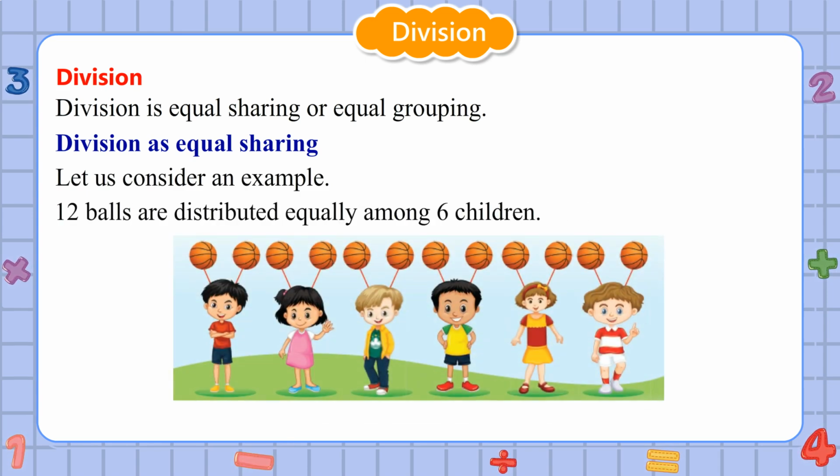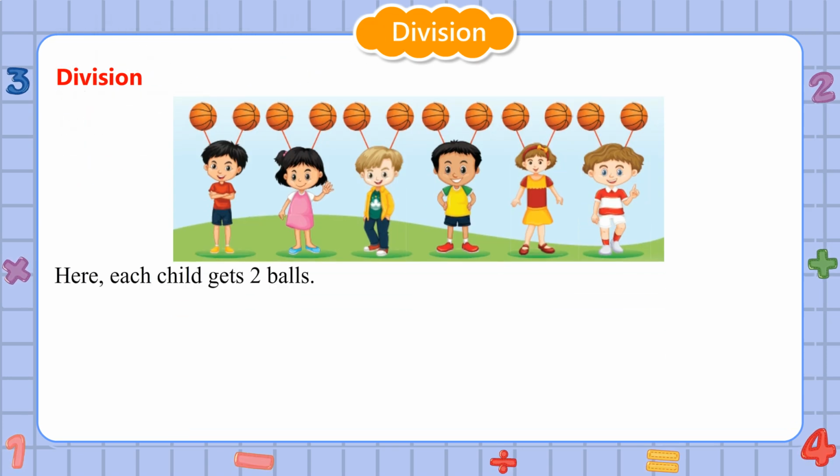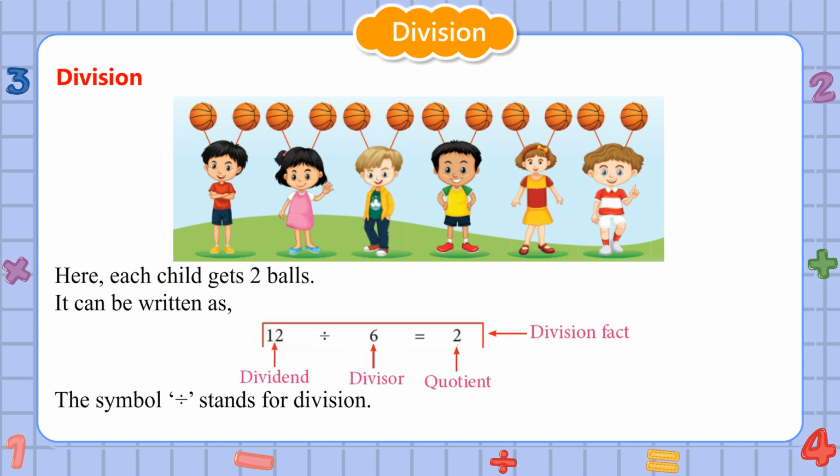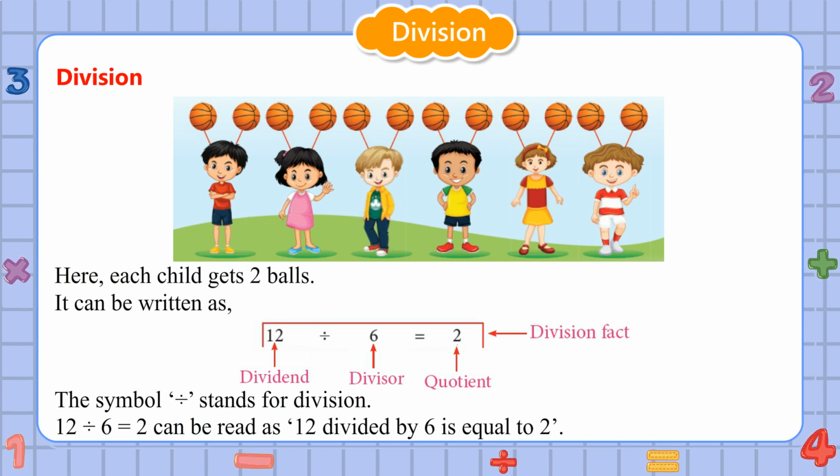12 balls are distributed equally among 6 children. Here, each child gets 2 balls. It can be written as 12 ÷ 6 = 2. It is the division fact. 12 is the dividend. 6 is the divisor. 2 is the quotient. The symbol ÷ stands for division. This can be read as 12 divided by 6 is equal to 2.